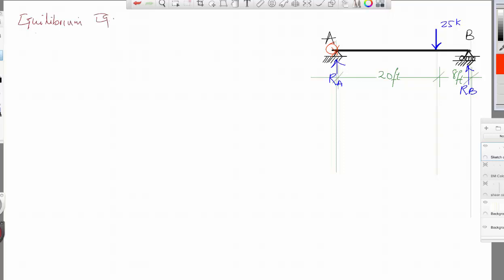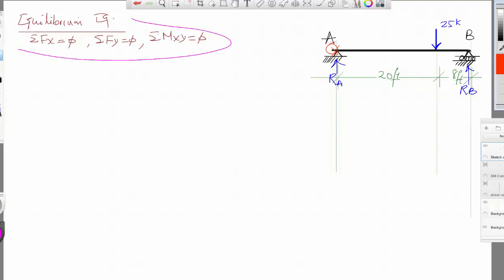If you remember, the equilibrium equations are: the sum of all forces in x direction is equal to 0, the sum of all forces in y direction is equal to 0, and the sum of all moments about any point is equal to 0. These are the three equilibrium equations that we learn to use in statics.